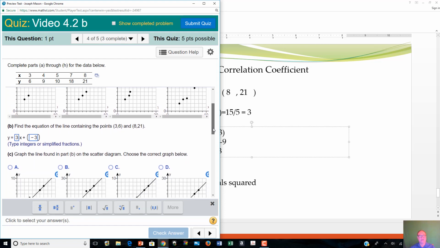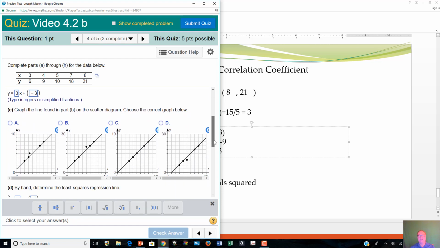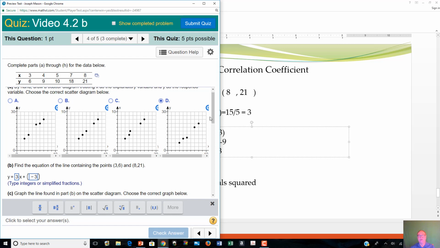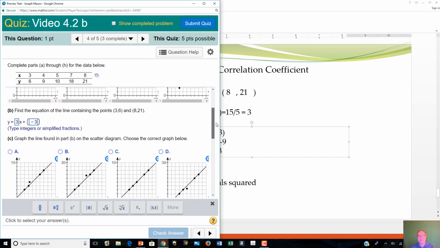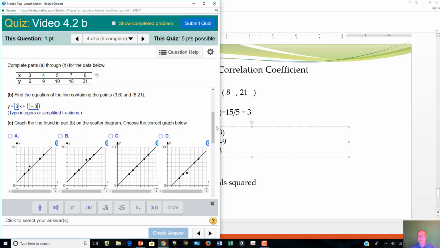Alright, next. Graph the line found in part B on the scatter diagram chosen. So choose the correct diagram. If I go back up here, we chose D, right? So this was D. Which one of these looks like D? It looks like D again, right? It doesn't always turn out to be this.